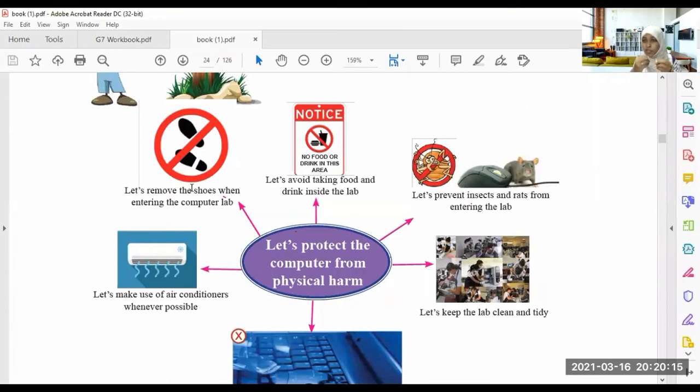Small tiny pieces of the food can fall in the computer or on your keyboard, on your table, on the floor of the laboratory. So then what happens? Ants can come. So it damages the computers in the laboratory. Because if ants come to your computer laboratory, definitely they will go inside your computer, isn't it?